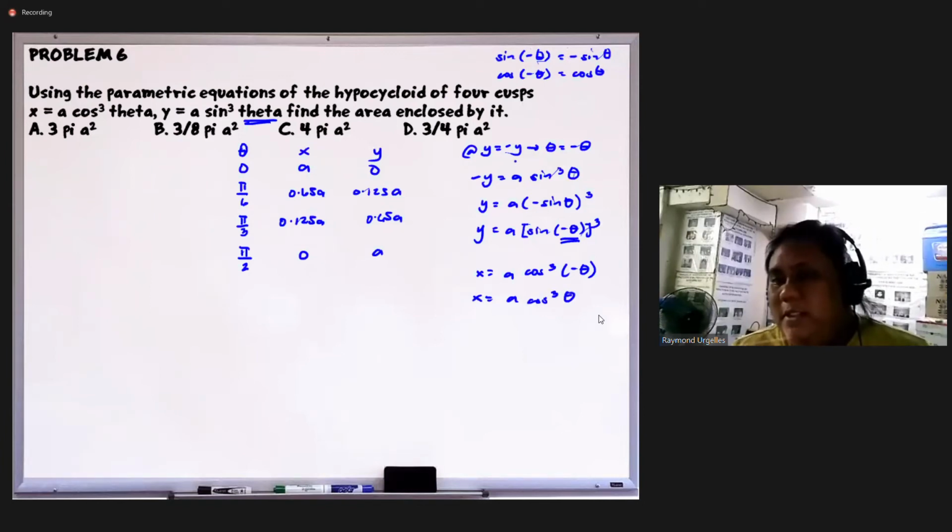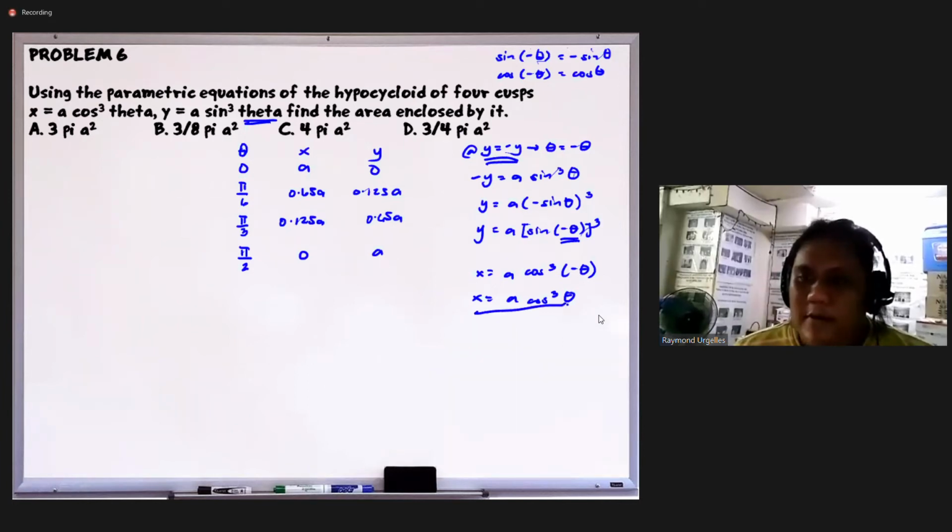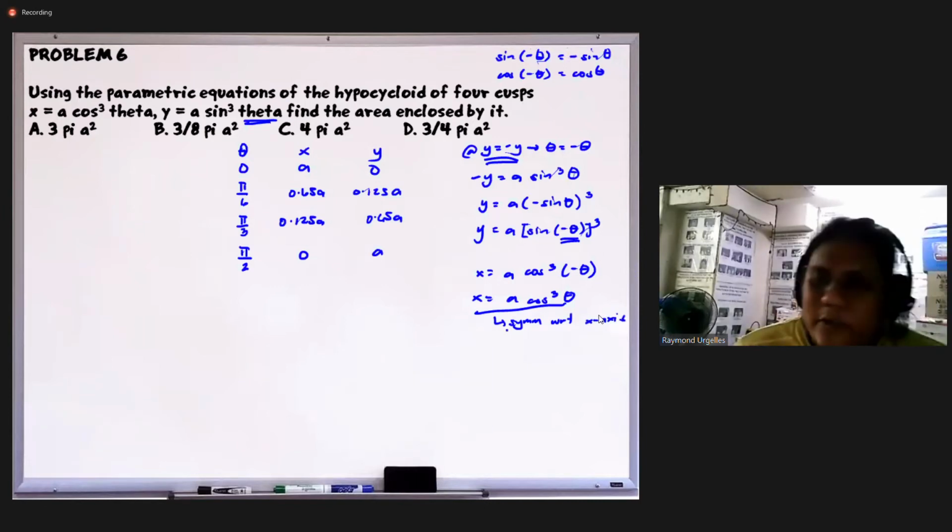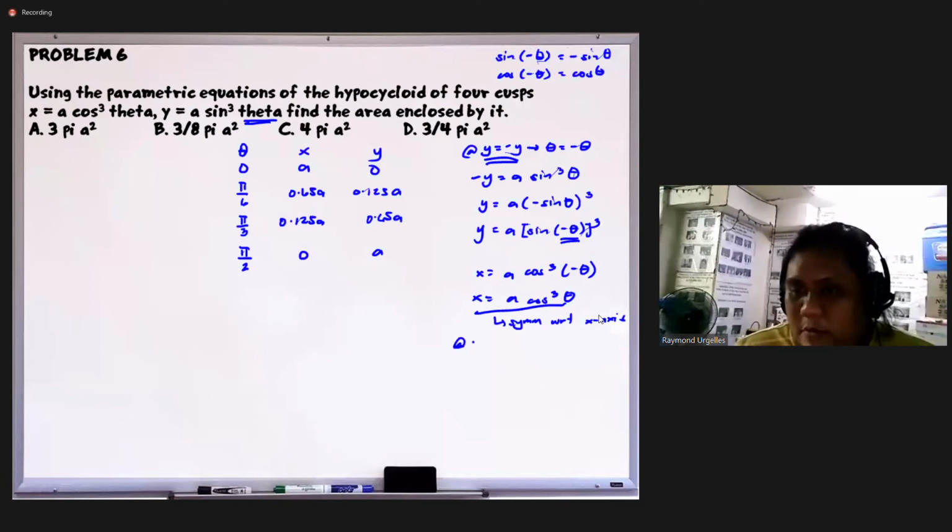Diba? So which means, yung y napalitan ng negative y, pero yung x, diba? So hindi nagbago ng equation. Okay? So therefore, this is symmetric with respect to the x-axis. Okay? So pag symmetric naman siya sa y-axis, diba? So then you will get x is equal to negative x. Diba?